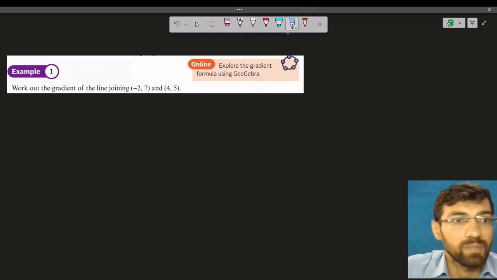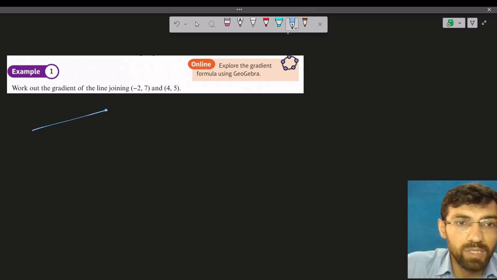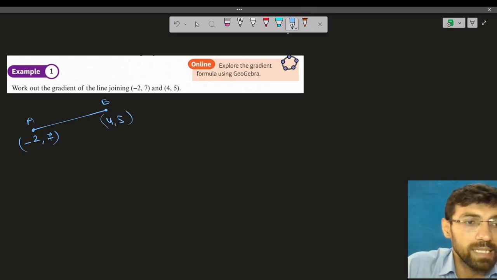Let us take this one. So find out the gradient of the line. Now here, just a suggestion, always try to draw your line, because if we have visuals of whatever we are doing, understanding is quite easy. Let the coordinate of point A be minus 2 comma 7, and the coordinate of point B be 4 comma 5. We have to calculate the gradient of line AB.